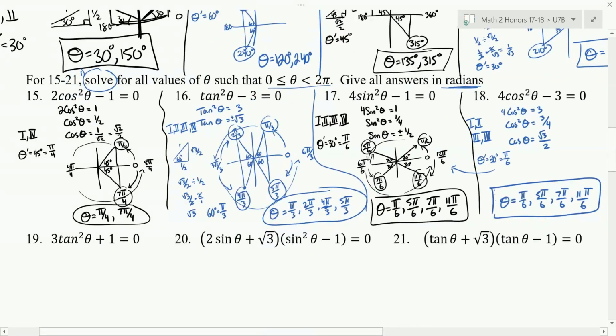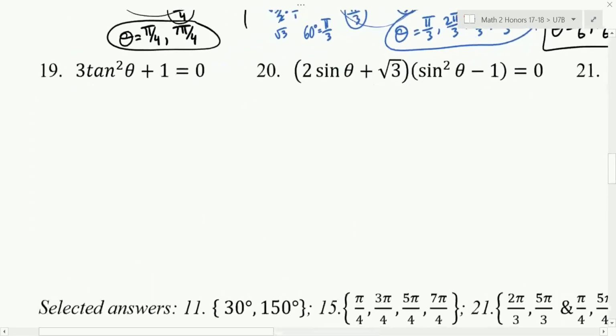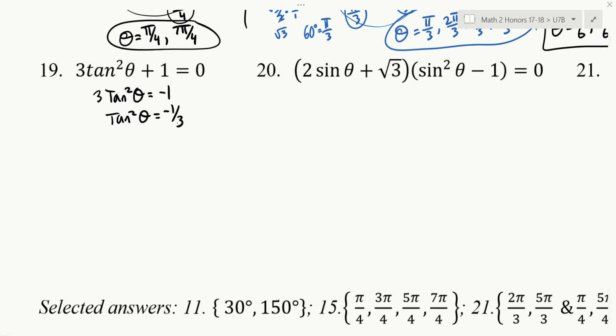Okay, moving on to number 19. Let's solve for tangent. We get 3 tangent squared theta is negative 1. Tangent squared theta is negative 1/3. And so we have the tangent squared is a negative. Well, if you square any number, you should be getting a positive answer. And so there is no solution to number 19.